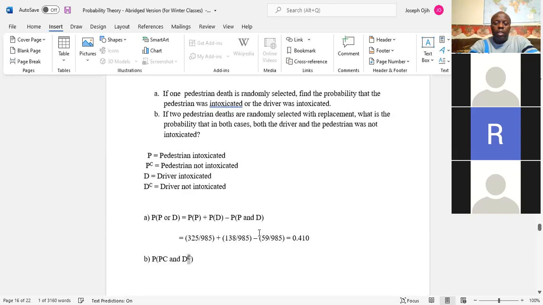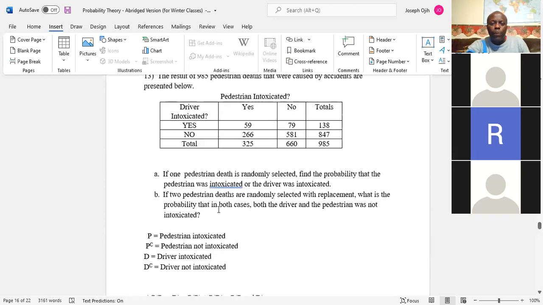Now, this gives us two of them, driver not intoxicated and pedestrian not. So it's going to be both the driver and the pedestrian are not intoxicated. You can pick it from the table, see? Both the driver and the pedestrian, you can see no for driver and no for pedestrian. You can see right here. I can see the driver is not intoxicated and the pedestrian is not, both of them, 581, but there are two of them.